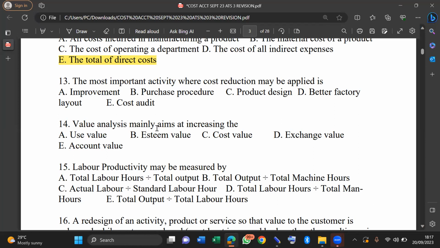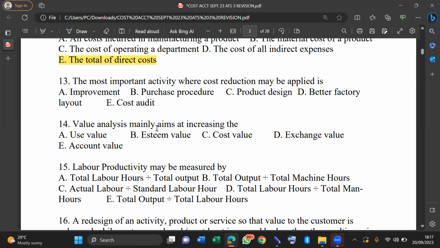The most important activities where cost reduction can be applied are: improvement, purchase procedure, product design, better factory layout, cost audit. Better factory layout. In which of the activities can we reduce cost? Better factory layout.